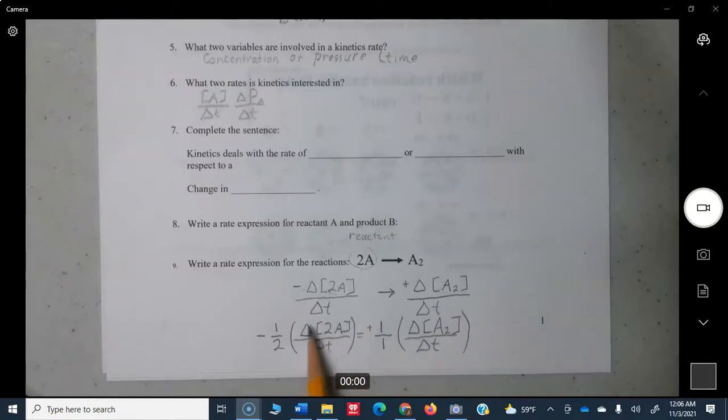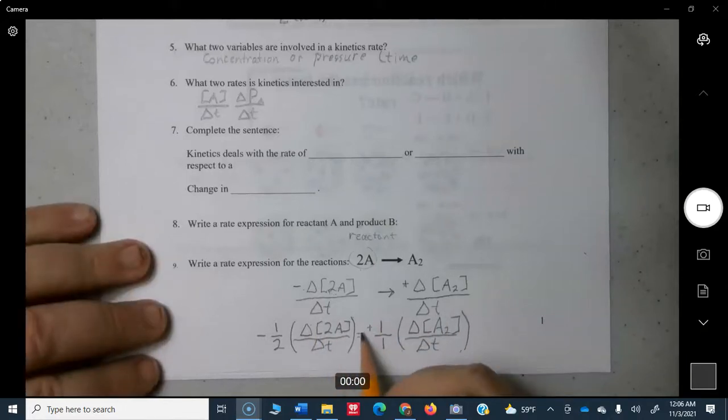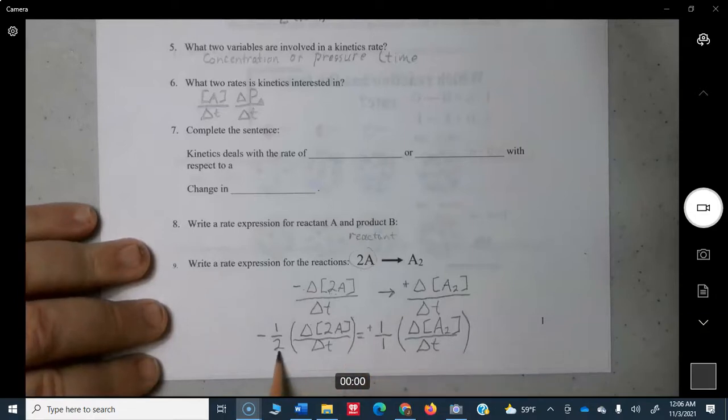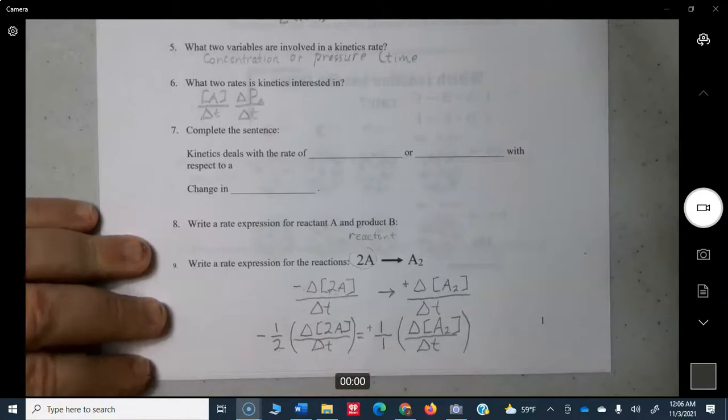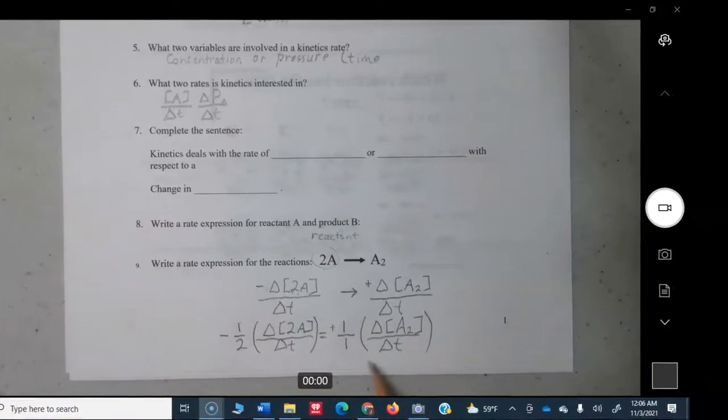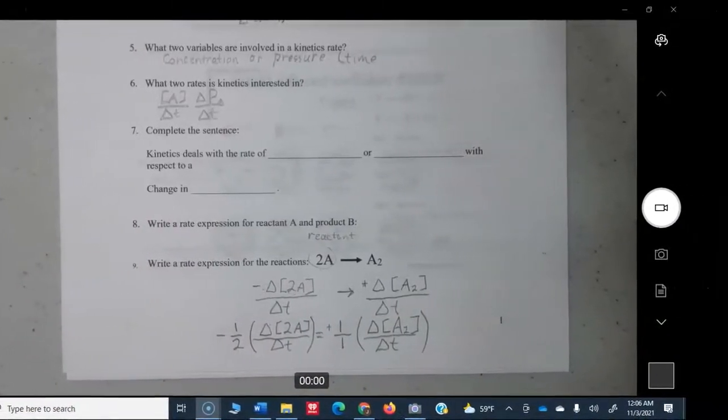So since this is being used up twice as fast as this is being produced, if you want these two to be equal, if you want that to be an equal sign, then you have to cut this number in half and put a negative sign on front because it is decreasing, to make it equal to the rate that is being produced.